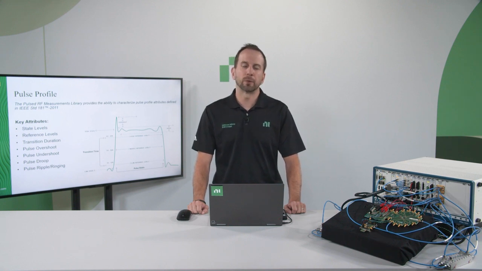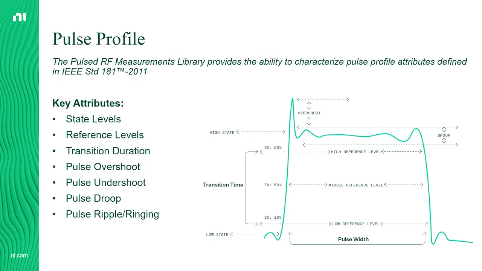In this video, we will show you how to perform pulse profile and pulse-to-pulse stability measurements using the NI vector signal transceiver, or VST. To characterize PAs, or power amplifiers, and transmit-receive modules for radars, it is important to be able to perform pulse measurements, such as pulse profile and pulse-to-pulse stability. Pulse profile, for example, is looking at a single pulse and ensuring that the various attributes are correct, such as state levels, transition durations, overshoot and undershoot, droop, or ripple and ringing.